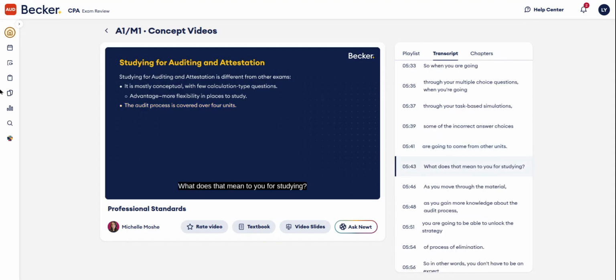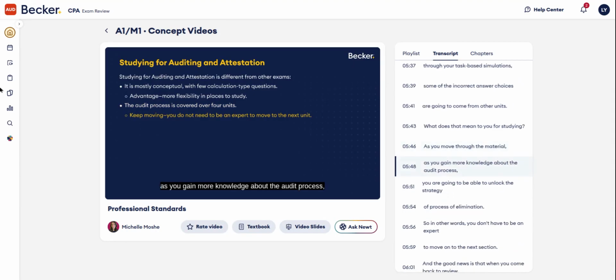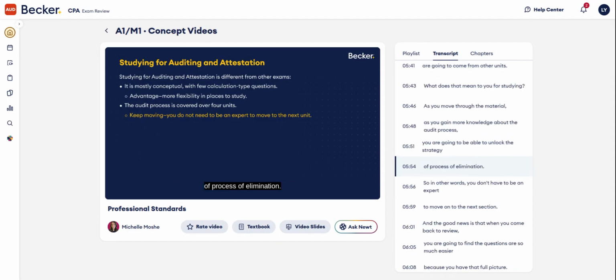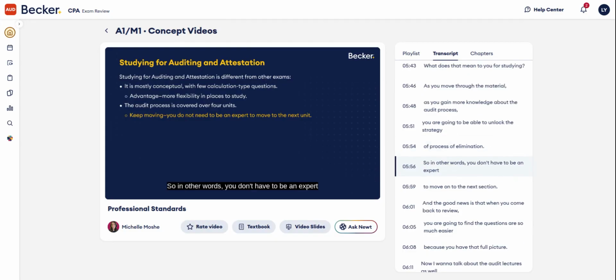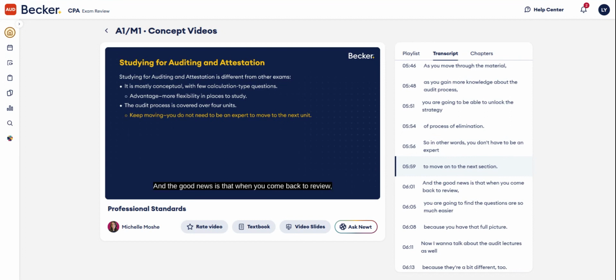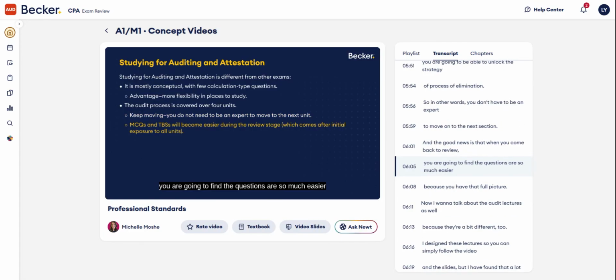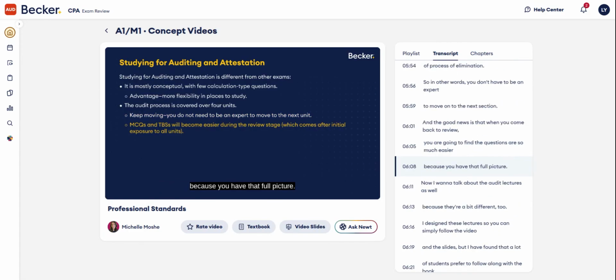What does that mean to you for studying? As you move through the material, as you gain more knowledge about the audit process, you are going to be able to unlock the strategy of process of elimination. So in other words, you don't have to be an expert to move on to the next section. And the good news is that when you come back to review, you are going to find the questions are so much easier because you have that full picture.